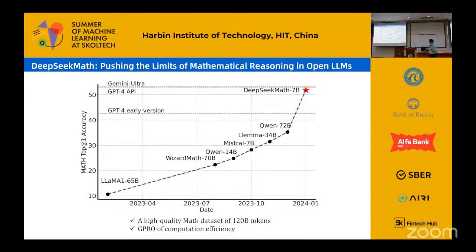Here it shows the results compared with previous methods. This is for math reasoning, for math problems. Usually those math problems are very complicated, so you need a human to reason to get a correct answer. Here we can see that DeepSeek Math 7B is much better than similar size models, and it can even perform similarly to the GPT-4 API at that time. This is in early 2024.